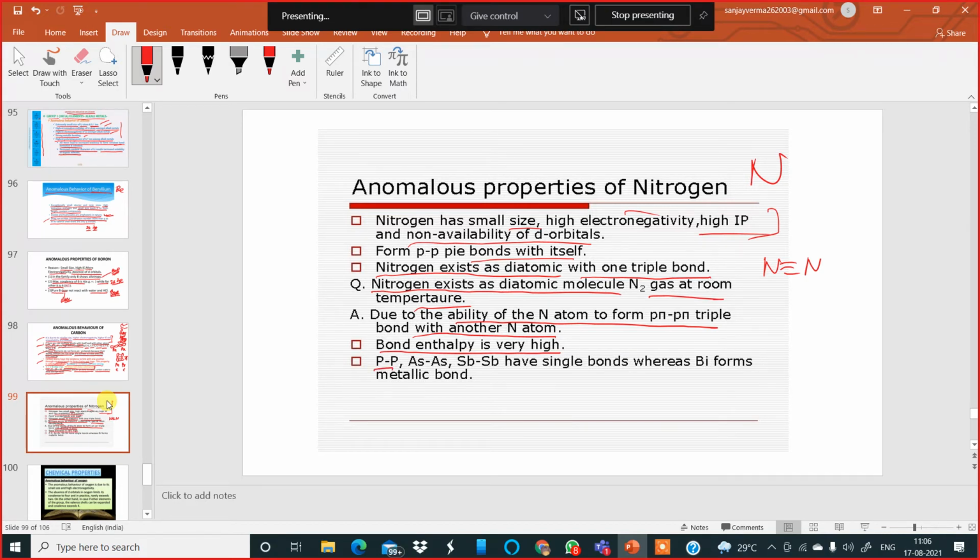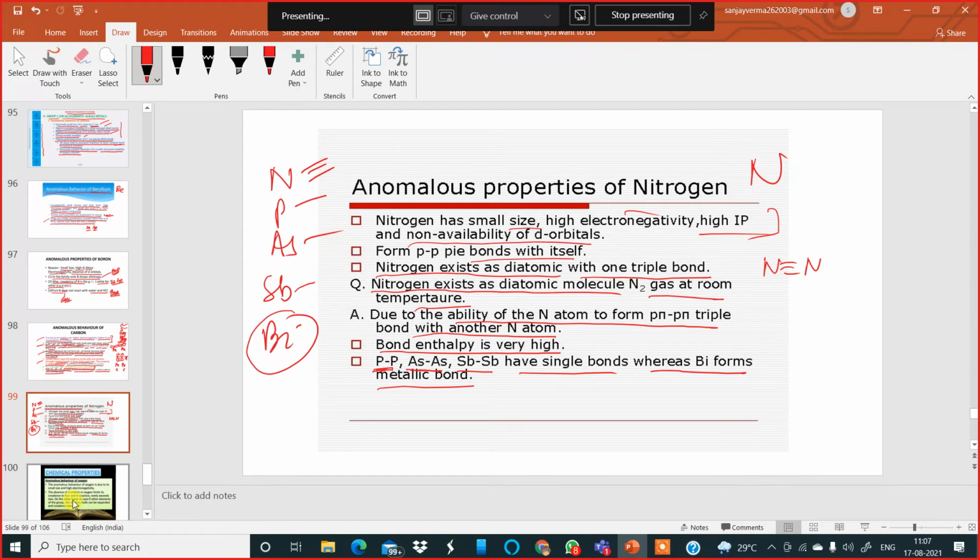Now p-p bonds: phosphorus, arsenic, antimony have single bonds, whereas bismuth forms metallic bonds. So if you look at the other elements, nitrogen, phosphorus, arsenic, antimony, and bismuth, nitrogen is forming a triple bond, phosphorus is forming a single bond, arsenic also a single bond, antimony also a single bond with antimony, but bismuth forms a metallic bond. Bismuth with other bismuth atoms forms a metallic bond. So these are the anomalous properties of nitrogen as discussed.